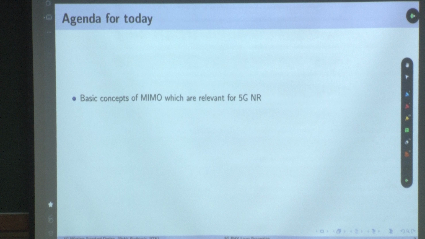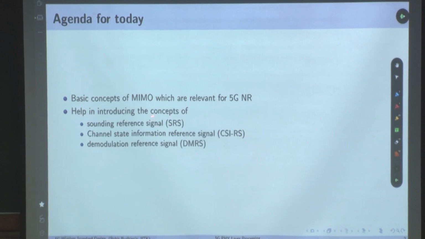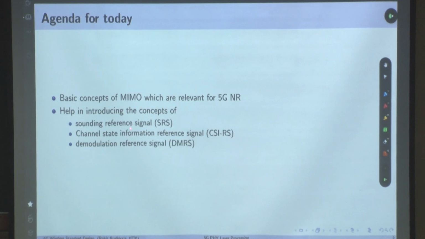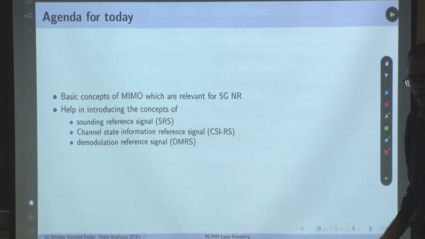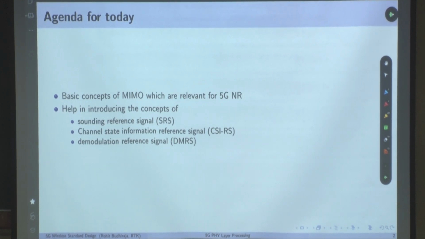Okay, so we'll only touch these basic concepts which are relevant for 5G NR. I teach a full semester course on MIMO. We'll cover this in 1 or 1.5 classes. We'll only see what is relevant, and that will help us in introducing the concept of these different reference signals, which are defined especially for MIMO. You see, there are 3 different reference signals. Reference signals are basically pilots: sounding reference signal, channel state information reference signal, demodulation reference signal. We are going to see all of them, and they make sense when we start talking about MIMO. So what are we saying? We'll learn about MIMO and we'll motivate the use of these pilot signals, and why 3 different kinds of pilot signals. So let's start.